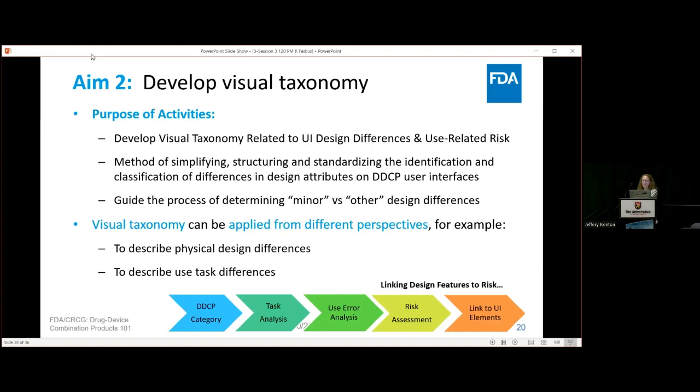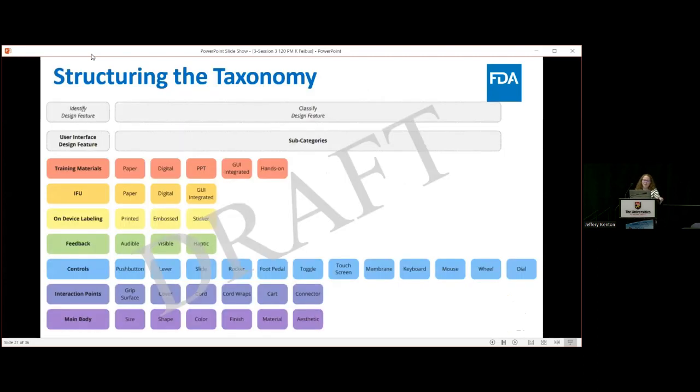And you can see here that their whole process or idea about linking the design features to risk marches through categorizing, looking at task analysis, looking at use error analysis, risk assessment, and then linking this to the user interface elements. This whole process very much parallels the iterative design process that so many of you are going through every time you're developing a new drug device combination product. So this is only a piece of what they've started to develop, and you'll see the more thorough layout of this prototype back on that poster if you take a pic.